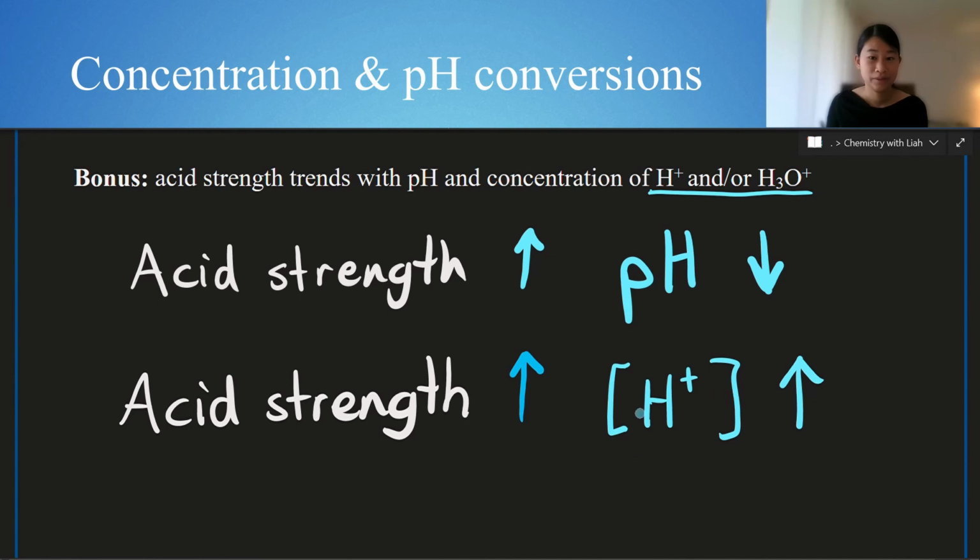to a solution. Acid strength and pH are indirectly related, meaning that as one goes up, the other has to go down. And acid strength and concentration of the hydronium or H+ ion are directly related, meaning as one goes up, the other one also goes up.